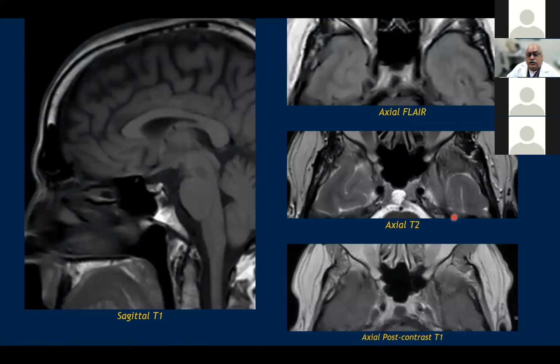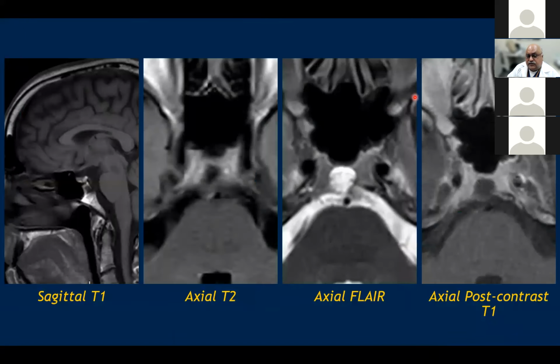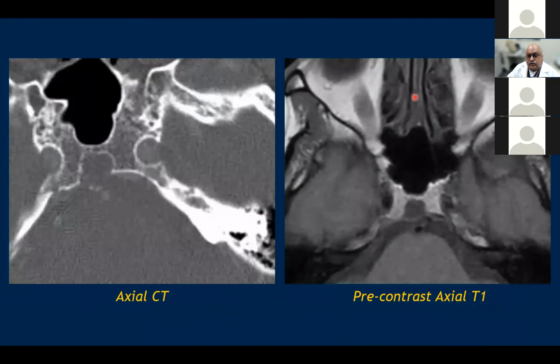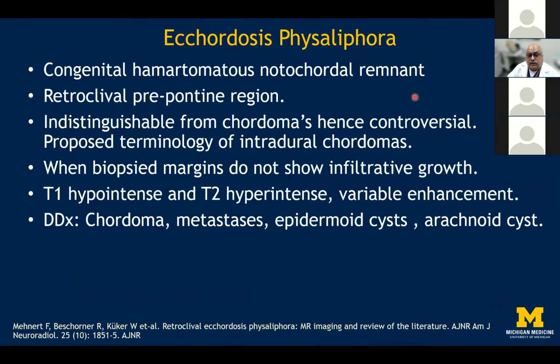This study showed an excavating region in the clivus. So oftentimes you see them, you don't know what to think about it. They don't enhance. They appear to be hyperintense on T2 weighted sequence and isointense or even hypointense on FLAIR, which resembles CSF. There was no enhancement in this example. The lesion appears to be very well punched out. This was ecchordosis physaliphora. It's supposed to be a variant of chordoma by some pathologists, but it's a benign lesion and possibly represents hamartomatous notochordal remnant.